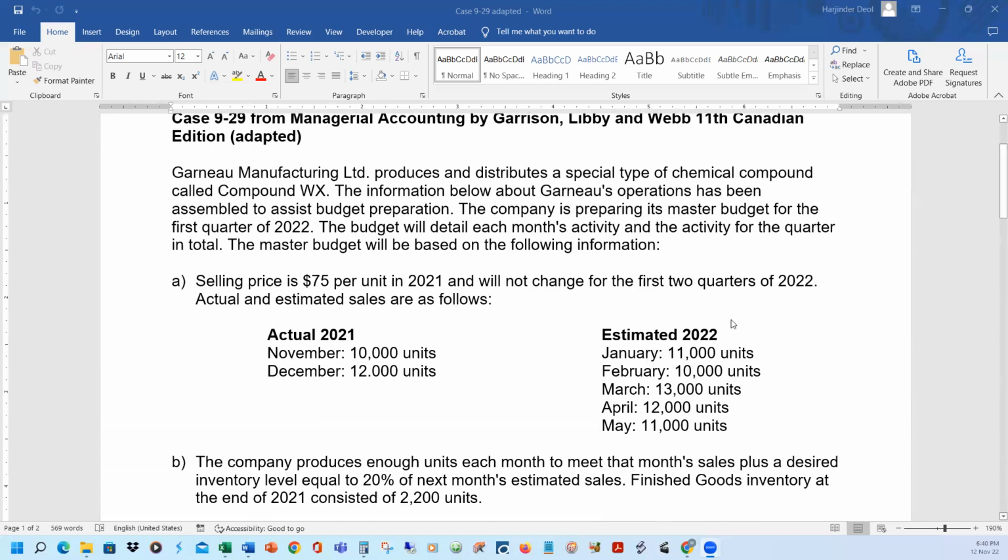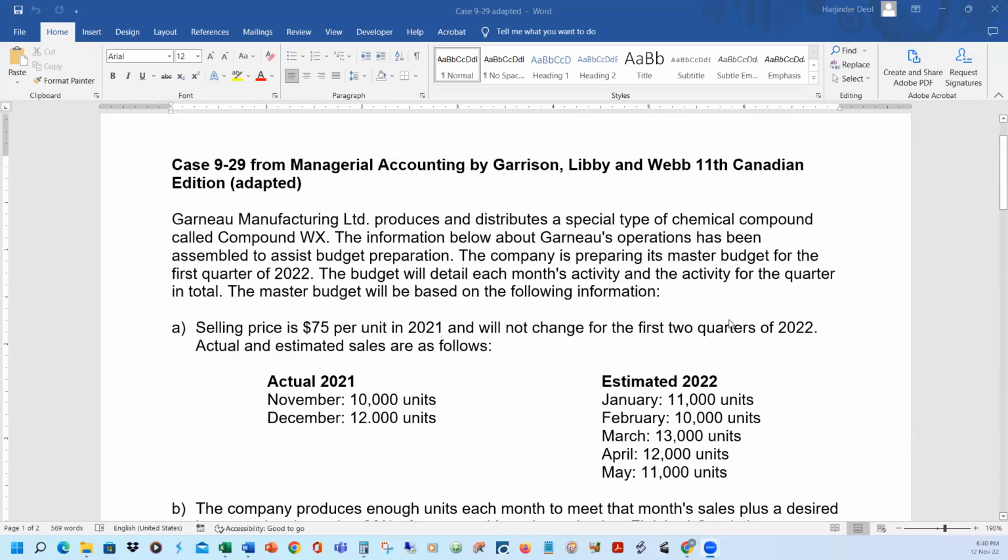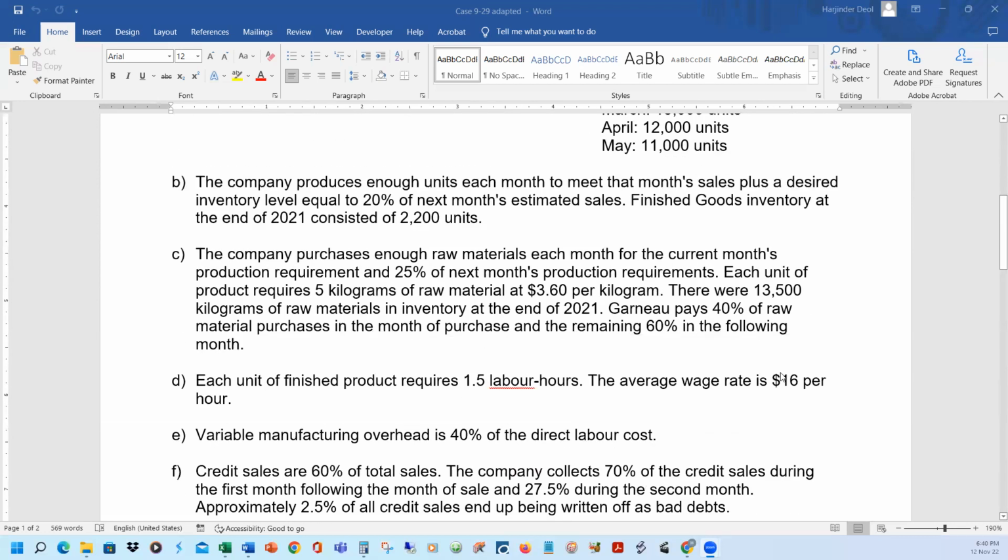So this case is about a manufacturing company, a maker of a special chemical compound called compound WX. And we've been given information about the operations for the first quarter of 2022 and other related information. And we'll come back to the information in a bit.